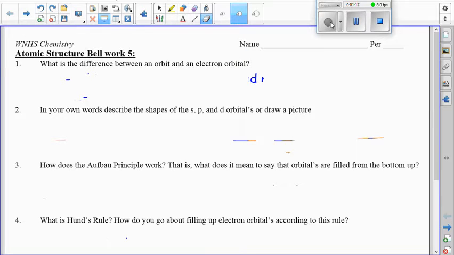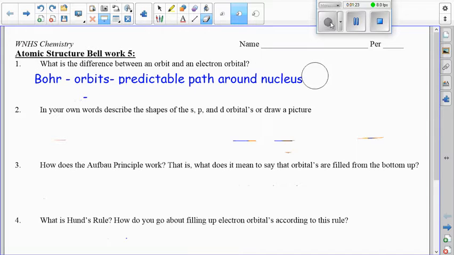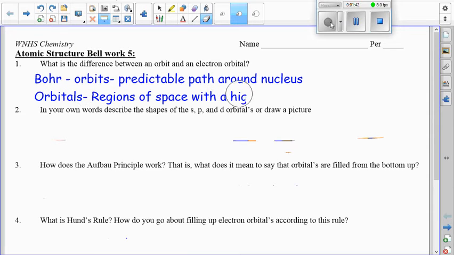Okay, pretty good. So an orbit, which was kind of the idea come up with by Bohr, is when electrons are in predictable paths around the nucleus. Basically, the electron's going to be here at this time and here at this time. We should know generally where an electron is at any given point. We know that's not actually the case. It's a nice idea, but that's not actually the case. Whereas an orbital is a region of space with a high probability of finding an electron.